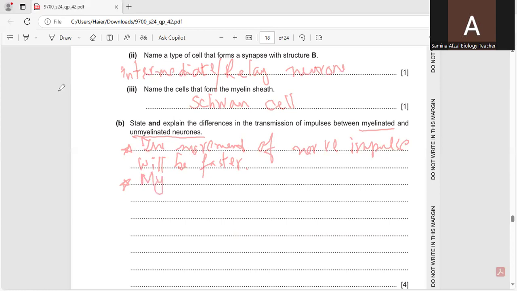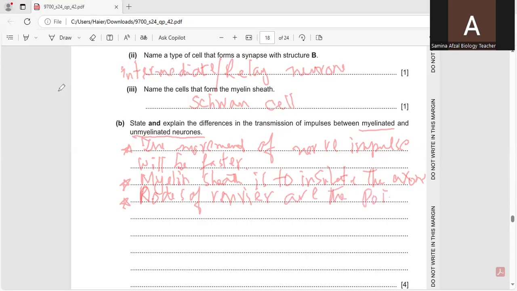The function of myelin sheath is to insulate the axon, but all areas of the axon are not covered. So the points where there is no myelin sheath in the axon, those points are called nodes of Ranvier. Are the points where there is no myelin sheath.